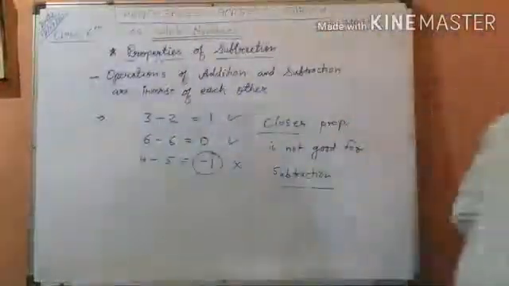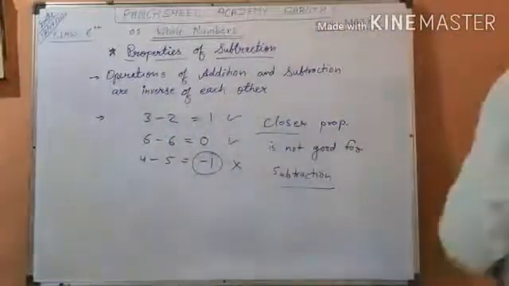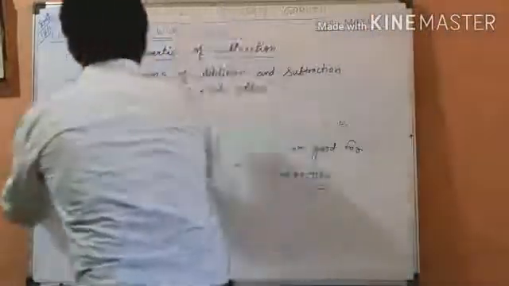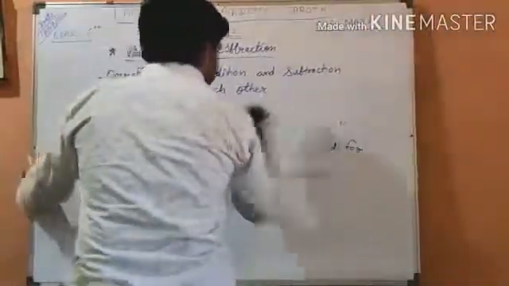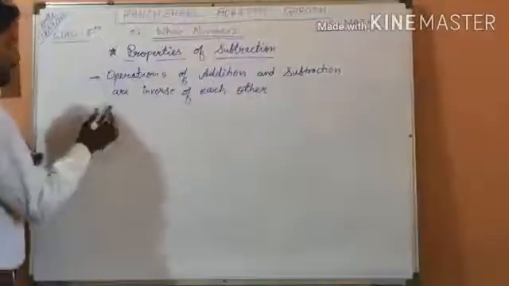Now next, you have to write it. Now, the second property is commutative.